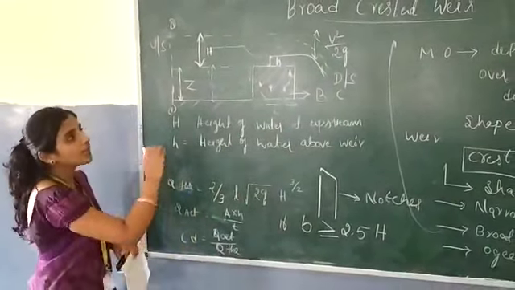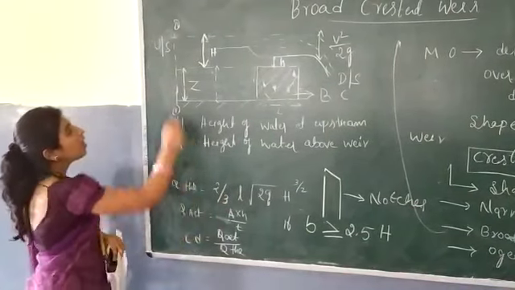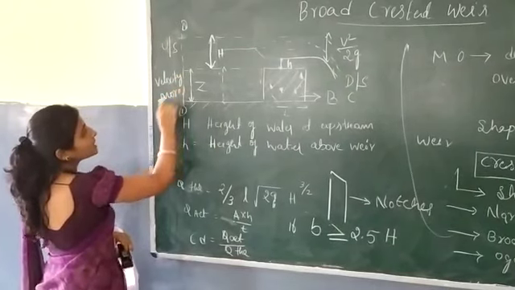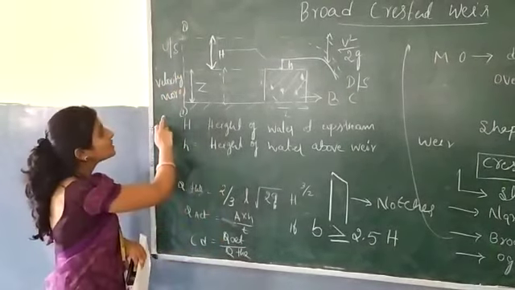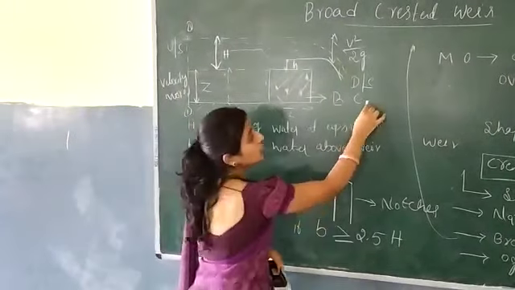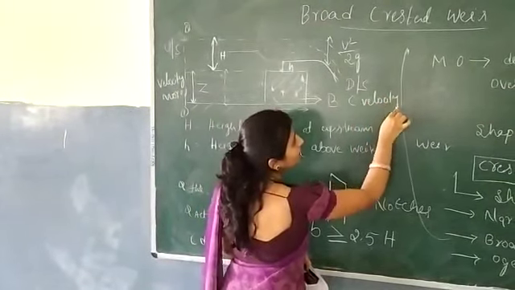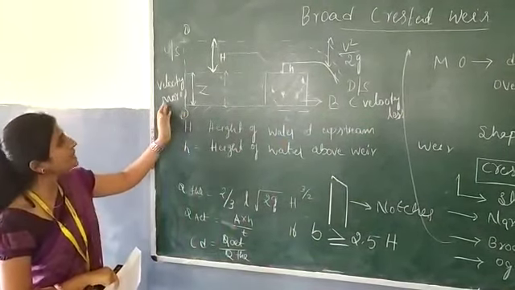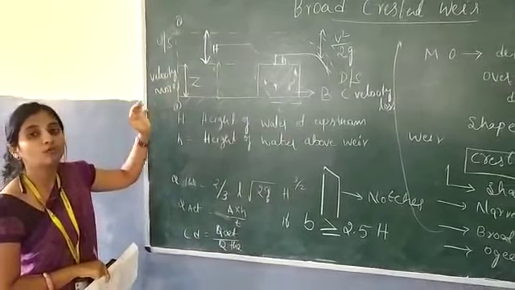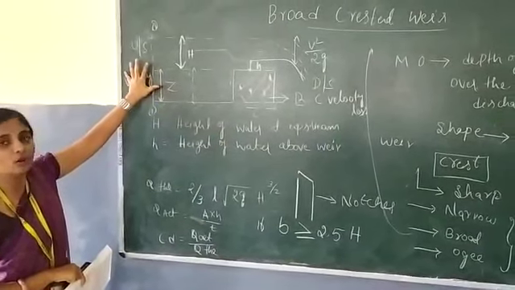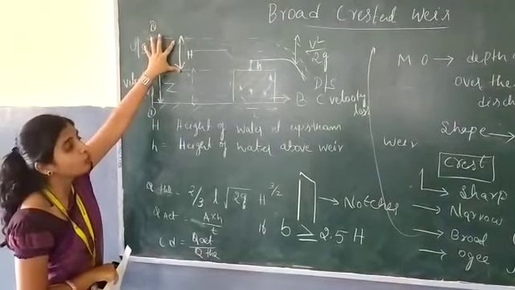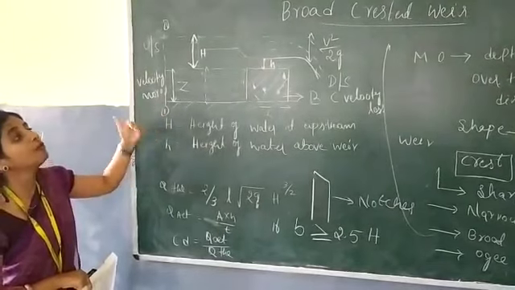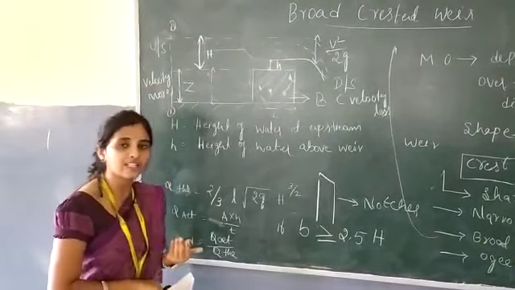And if we are considering the broad crested weir, the velocity will always be more in the upstream side, and the velocity will be less in the downstream side. The velocity also depends on the flow characteristics. This height of the water at the upstream you can consider as section 1.